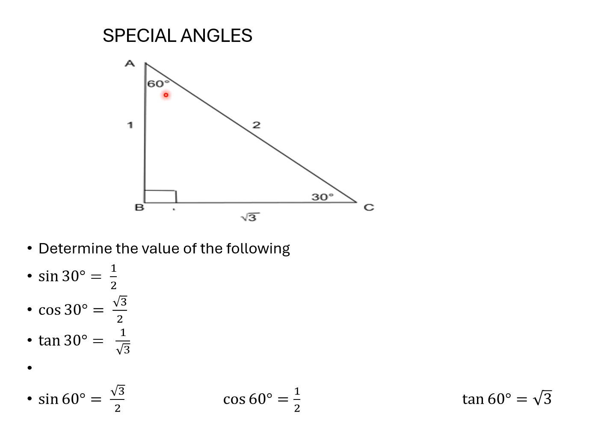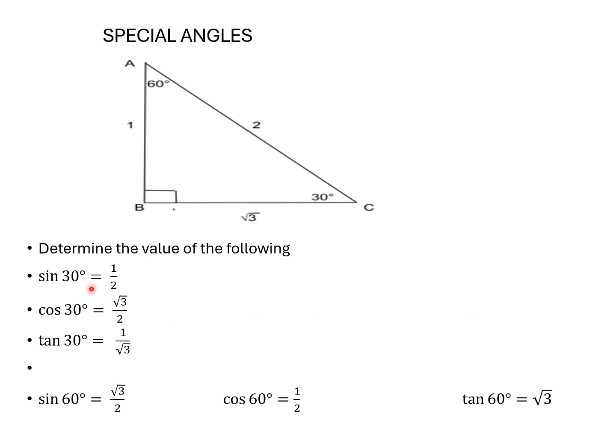Work from sine 60, opposite over hypotenuse, so opposite is square root 3, hypotenuse is 2, so sine 60 is square root 3 over 2. The cos of 60, adjacent over hypotenuse, so cos of 60 is 1 over 2, and the tan of 60, opposite over adjacent, square root 3 over 1, gives me square root 3.